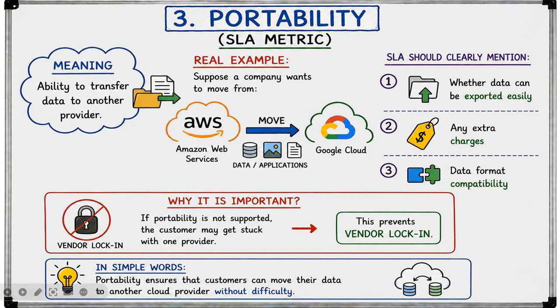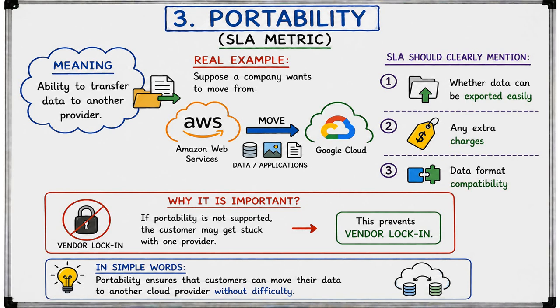Next is data format compatibility, where the SLA should ensure that the data is stored in a standard and compatible format. It is important because the new provider should be able to read and use the data, and it avoids data conversion problems. For example, if the data is stored in a unique or proprietary format, it may not work in another cloud. So a standard format makes migration smooth and easy. Now, this prevents vendor lock-in.